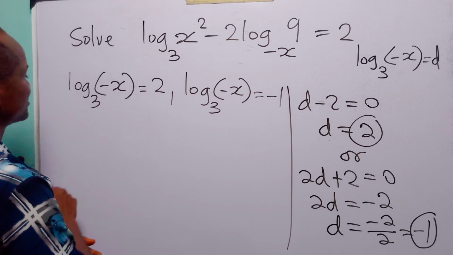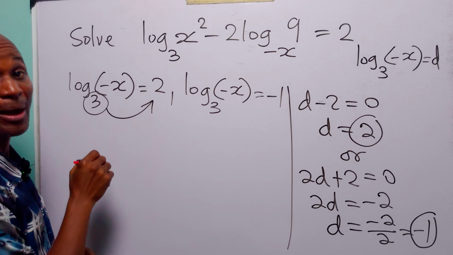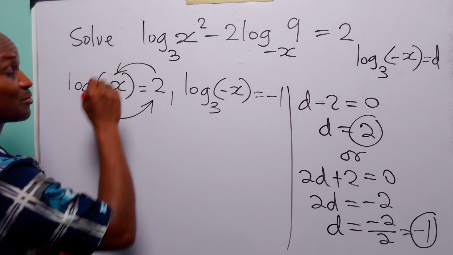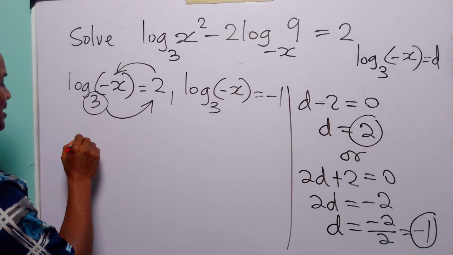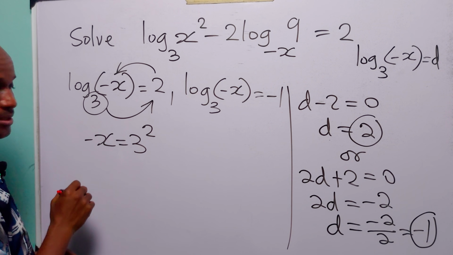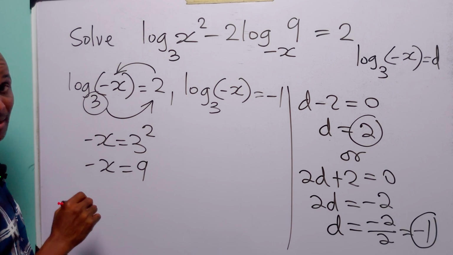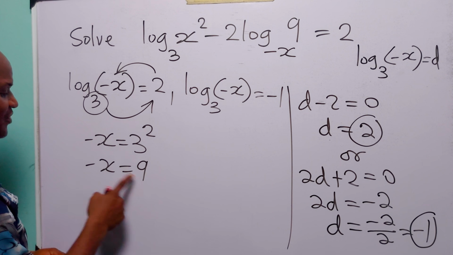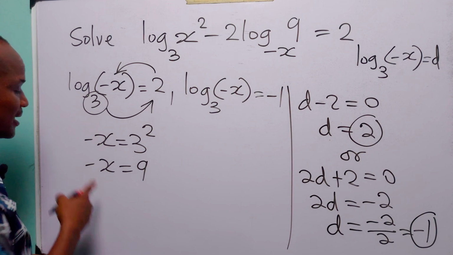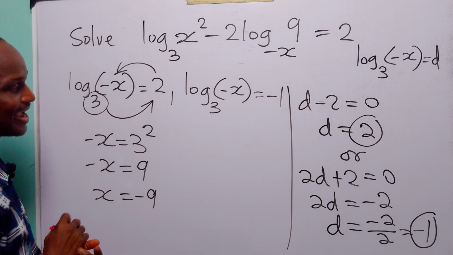All we have to do is to realize that from here, 3 to the power 2 is equal to minus x. So we have that minus x is equal to 3 squared. That is, minus x is equal to 9. Multiplying both sides of this equation by minus 1, we have that x is equal to minus 9.